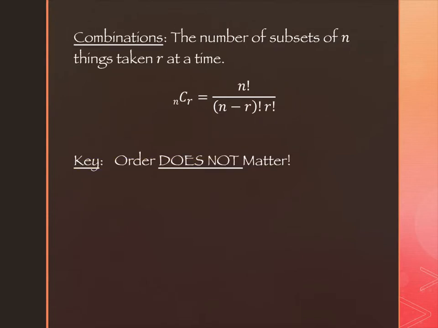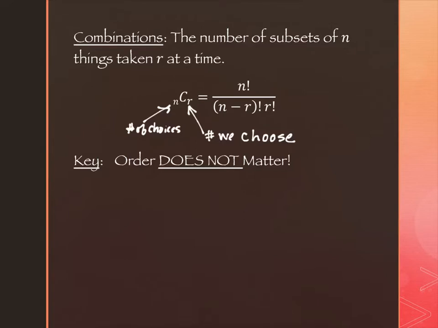Okay, combination is defined slightly differently, and the formula is slightly different as well. This is the number of subsets of n things taken r at a time. So you'll see a C in the middle for combination. The n at the beginning, again, is our number of choices. And the r is how many we're choosing. It's the number we actually choose.